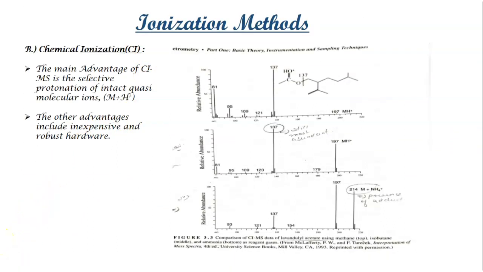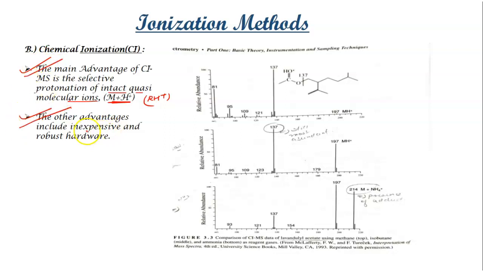See, the main advantage is the selective protonation of intact quasi-molecular ions. These are your quasi-molecular ions. You can write it like this as well. So what are quasi-molecular ions? The ions that have been formed by the loss of a proton from a molecule, that is your intact quasi-molecular ion. So you can write it like this as well. And the main advantage that we have already discussed over here.